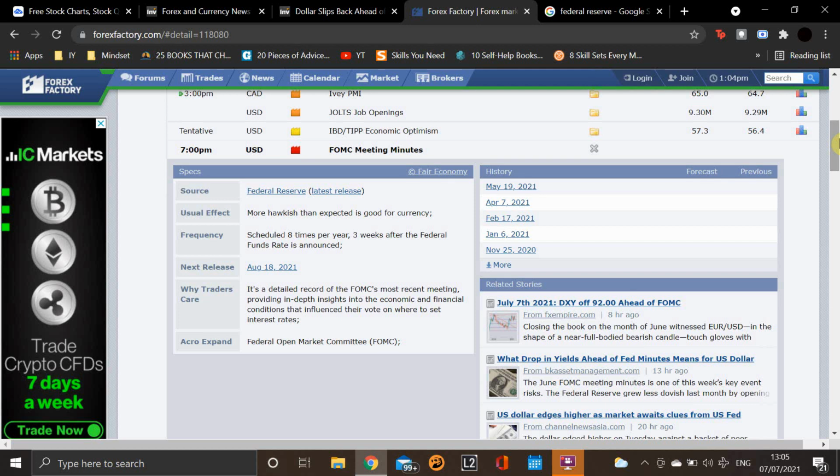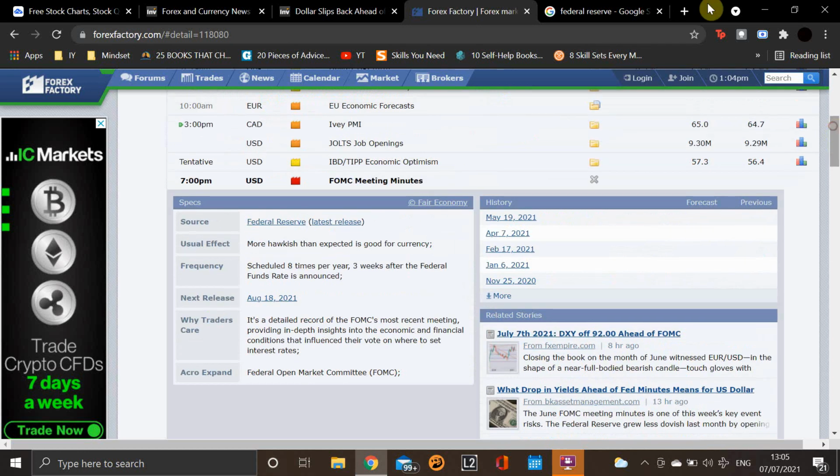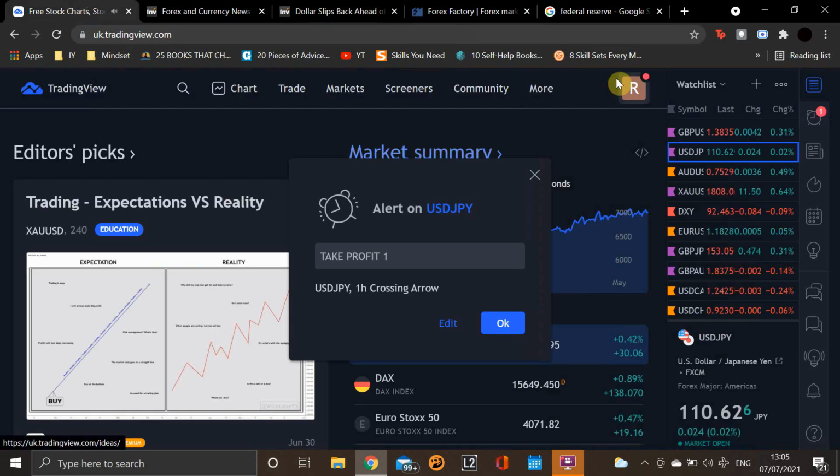Scheduled 8 times per year, 3 weeks after the federal funds rate is announced. Why traders care: a detailed record of the FOMC's most recent meeting, providing an in-depth insight into the economic and financial conditions that influence their vote on where to set interest rates. Okay, so that's very important, definitely. So that's going to be later on down the line, so I don't think it's going to affect us right now.